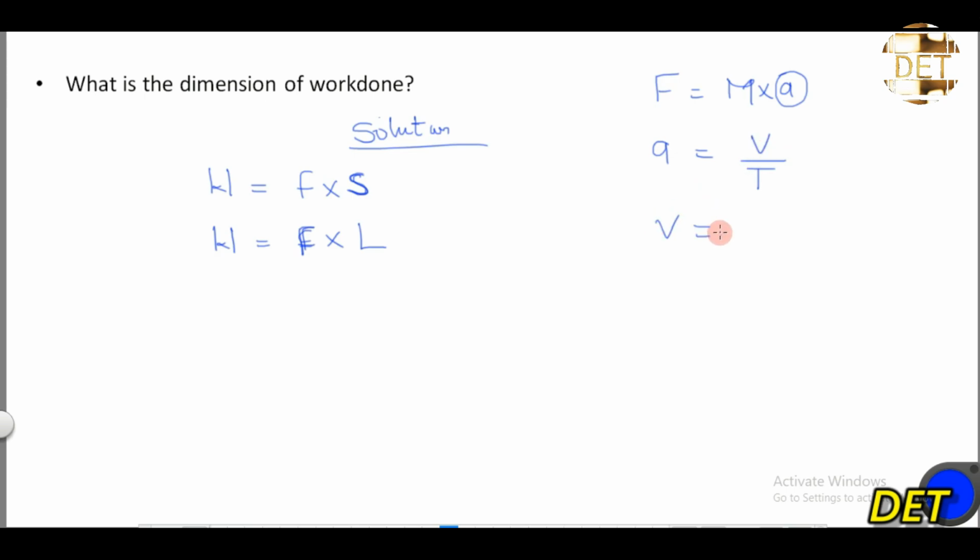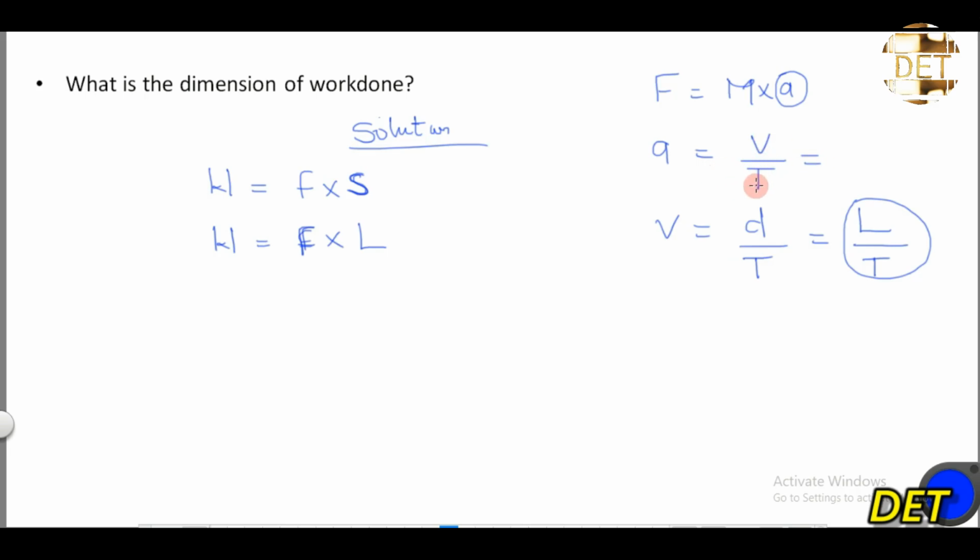So velocity is equal to what? Displacement over time. Displacement is a fundamental quantity. Time is a fundamental quantity. So what is the dimension for displacement? It is L. Dimension for time is what? T, right? So this is my dimension for velocity. If this is my dimension for velocity, I can put it into acceleration.